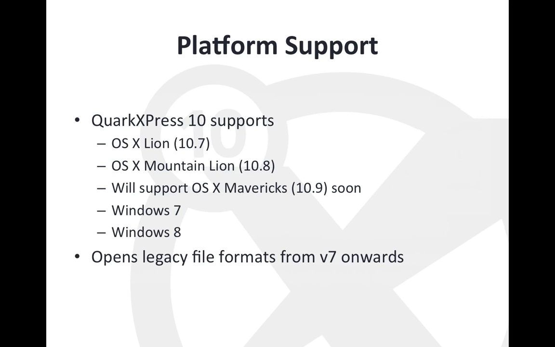Now, if you have older files that you want to update into 10, you can still get to those via version 9. So if you have a license of version 9, you can open those older versions, save them out, and then go from there into version 10.